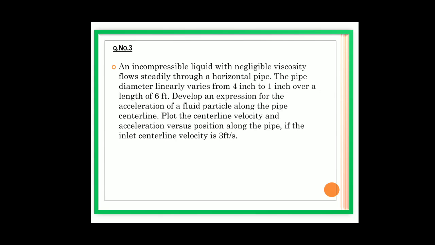Then moving on to question number 3. The question is: an incompressible liquid with negligible viscosity flows steadily through a horizontal pipe. The diameter linearly varies from 4 inch to 1 inch over a length of 6 feet. Develop an expression for the acceleration of a fluid particle along the pipe center line. Plot the center line velocity and acceleration versus position along the pipe. At the inlet, the center line velocity is 3 feet per second.